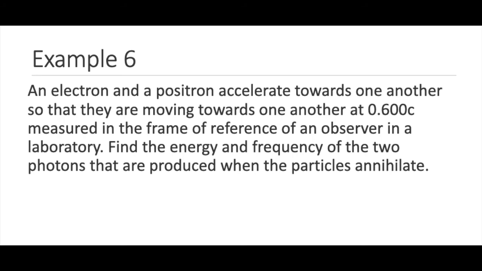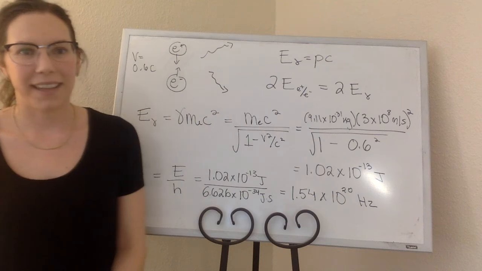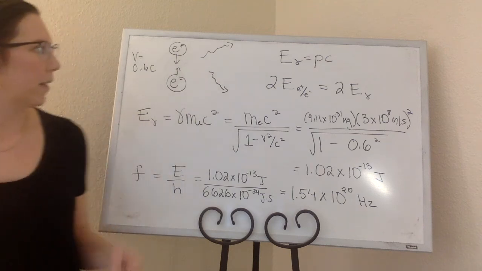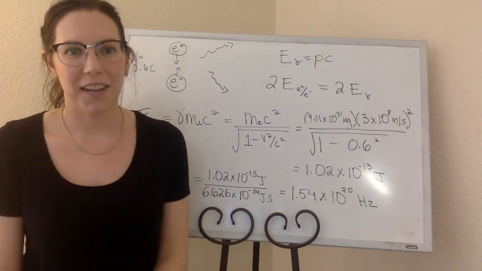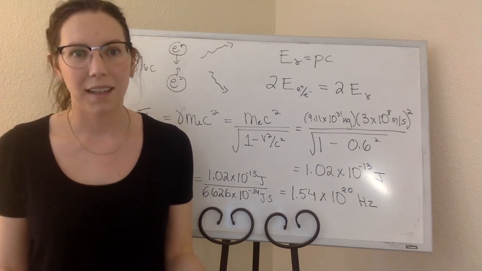An electron and a positron accelerate towards one another so that they are moving at 0.6 c when they collide. Find the energy and the frequency of the 2 photons produced. Okay, so this example looks something like this. We have both particles, the positron and the electron, moving towards each other with equal speeds but in opposite directions, colliding and then producing 2 annihilation photons.